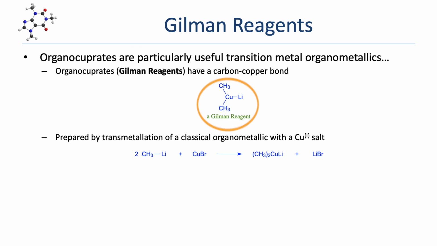The copper is also bonded to an alkali metal, typically lithium. And don't let that second metal throw you off. The lithium is not bonded to the carbons in the molecule. As with most transition metal organometallics, Gilman reagents are produced via transmetallation. Here we see a typical example, in which two equivalents of an alkyl lithium are treated with one equivalent of a copper(I) salt. In this case, lithium bromide is formed as a byproduct.